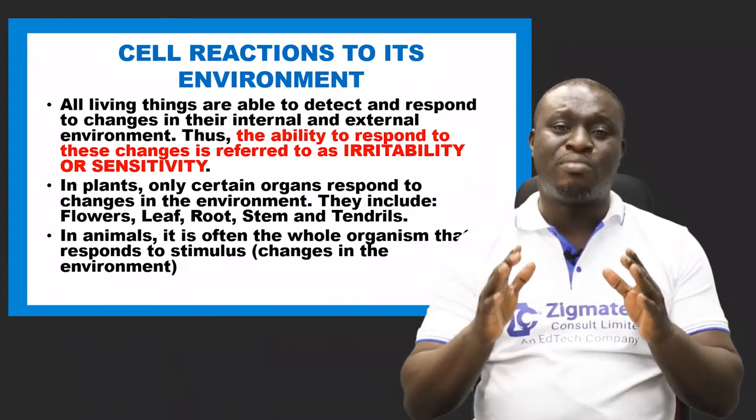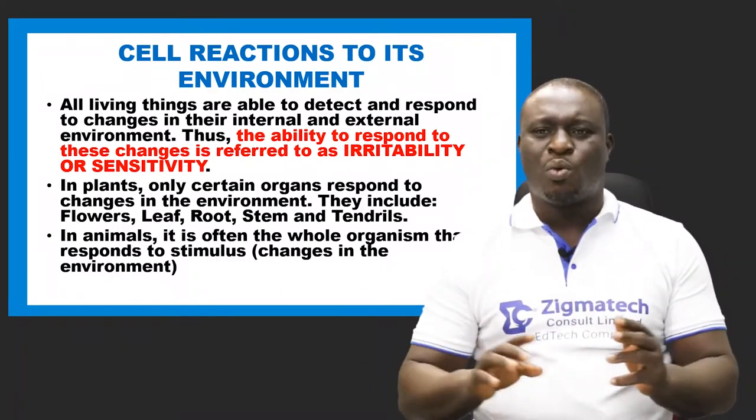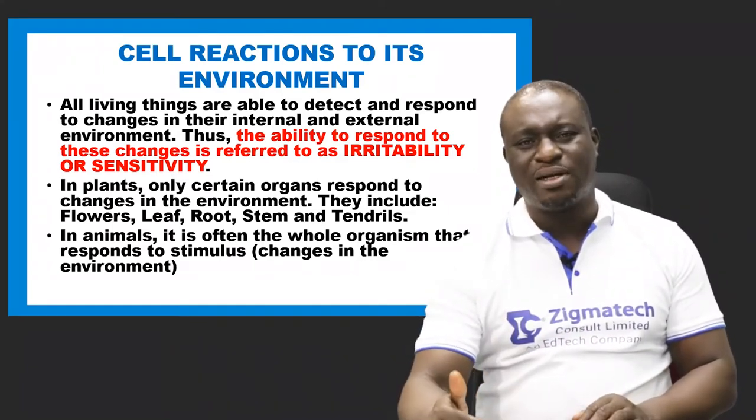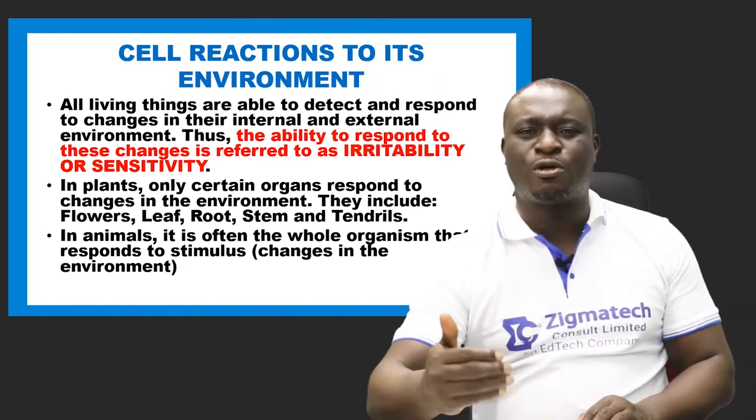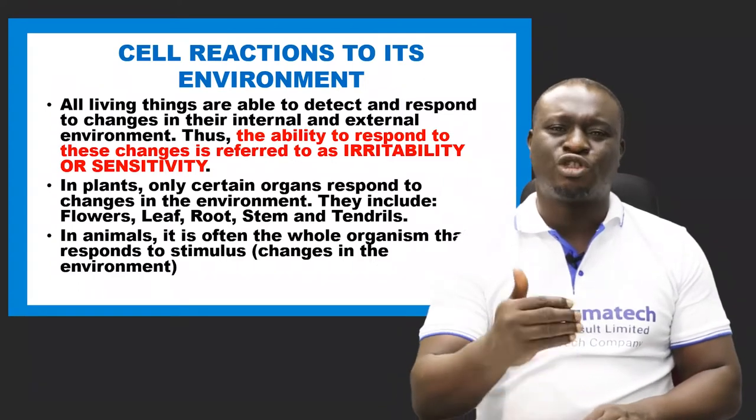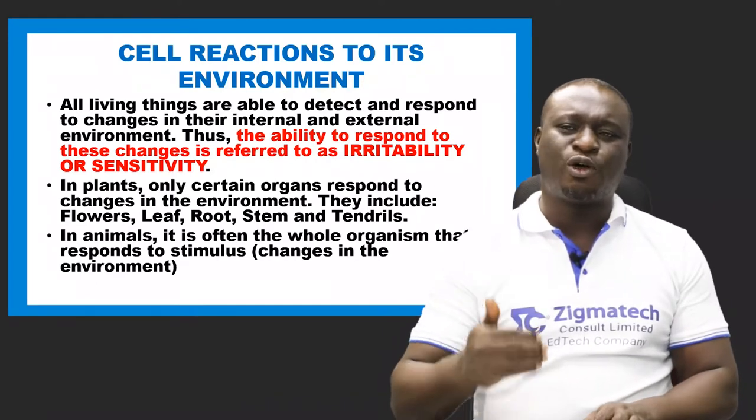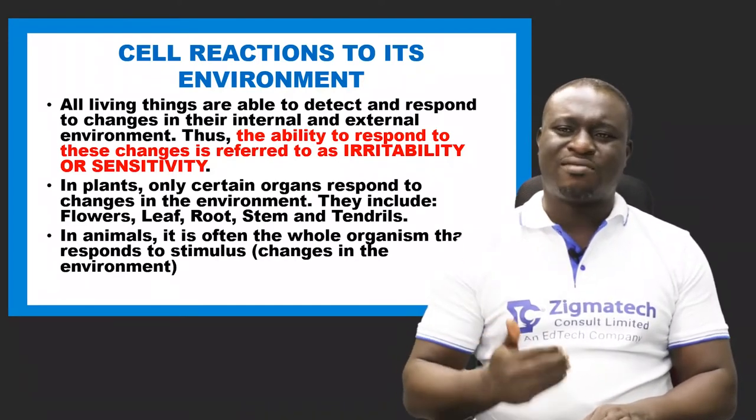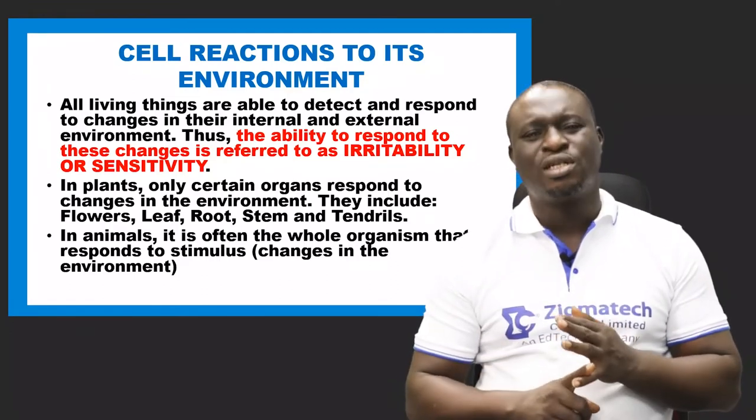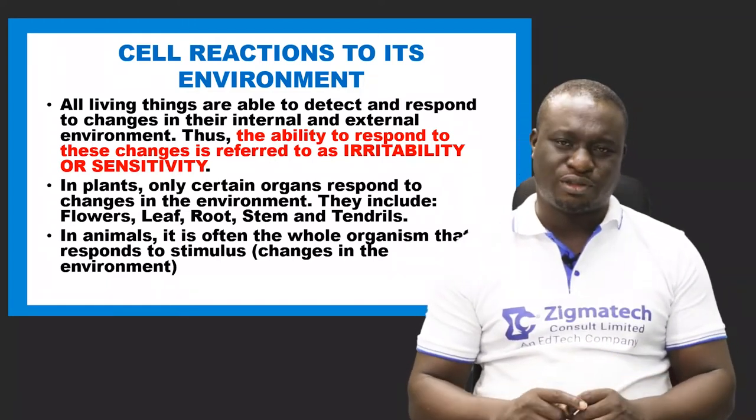But in plants, there are several parts that respond to changes. We have the leaves respond to changes in their environment. We have the roots respond to changes. We have the flowers respond to changes. And then we have the tendrils. I repeat, there are several organs that respond to changes in plants: the leaves, the roots, the flowers, and the tendrils, all right?